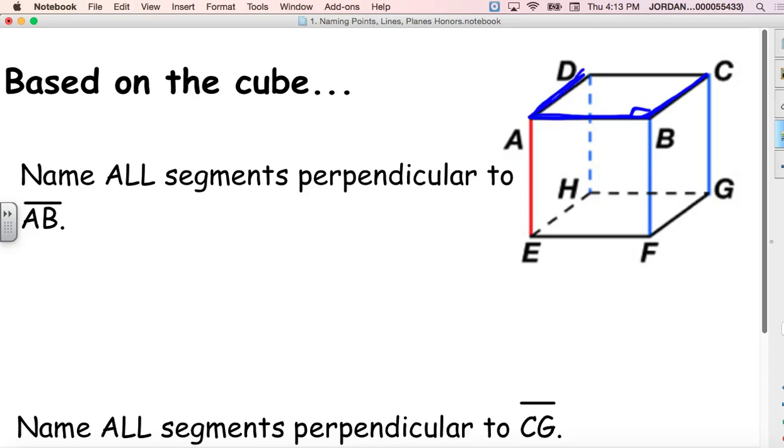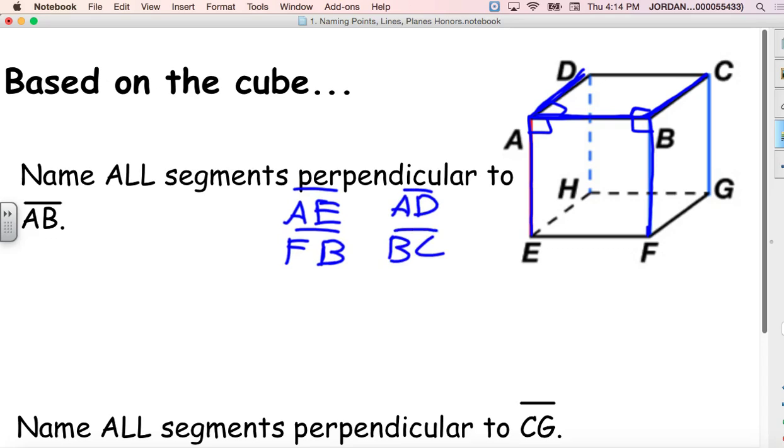DA also forms a 90-degree angle right here. And then what else touches AB? Well, this line right here, AE, and then the line FB. So those are the four that are perpendicular to AB. So we would say AE, FB, or BF, either one's fine. And then we could say AD or DA, and then BC, or of course you can say CB. Either one's fine. Order doesn't matter when talking about segments. So those four are perpendicular to AB.